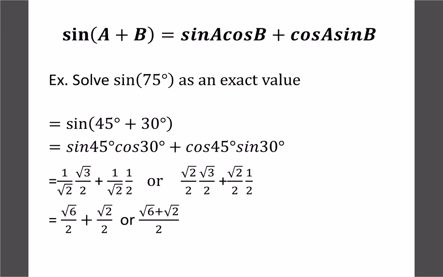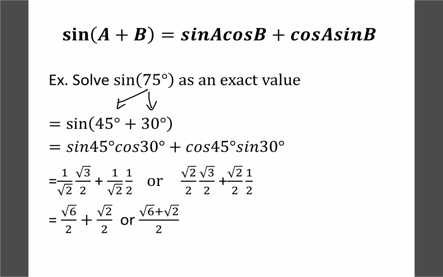If I say solve sine 75 as an exact value, we don't have 75 as one of our perfect triangles. Remember, it was 30s, 45s, or 60s. But what we do know is 75 can be broken apart into 45 and 30. Using the identity, that's the same thing as sine 45 cos 30 plus cos 45 sine 30, and then we can use our exact values. Sine of 45 is 1 over root 2, cos 30 is root 3 over 2, cos 45 is 1 over root 2 again, sine 30 is 1/2.